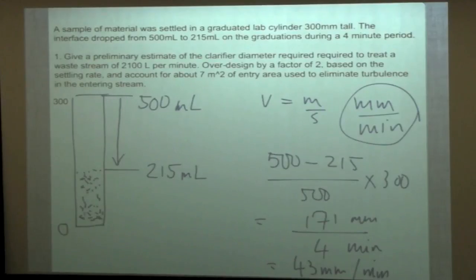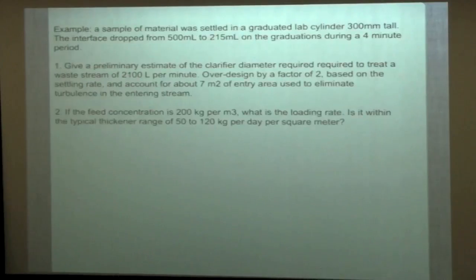If we're settling at 43 millimeters per minute, if we're over-designing, we should halve that so we get something in the order of about 22 millimeters per minute. So let's use 22 millimeters per minute as the sedimentation rate. So 22 millimeters per minute. That's my sedimentation velocity.